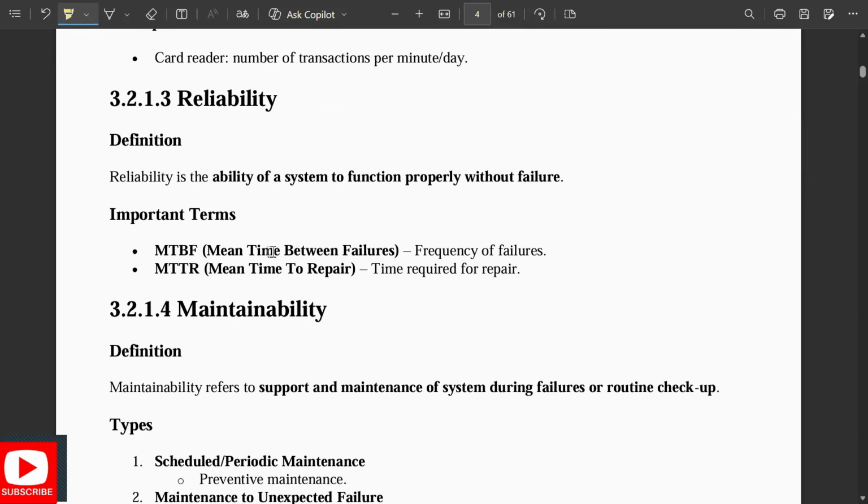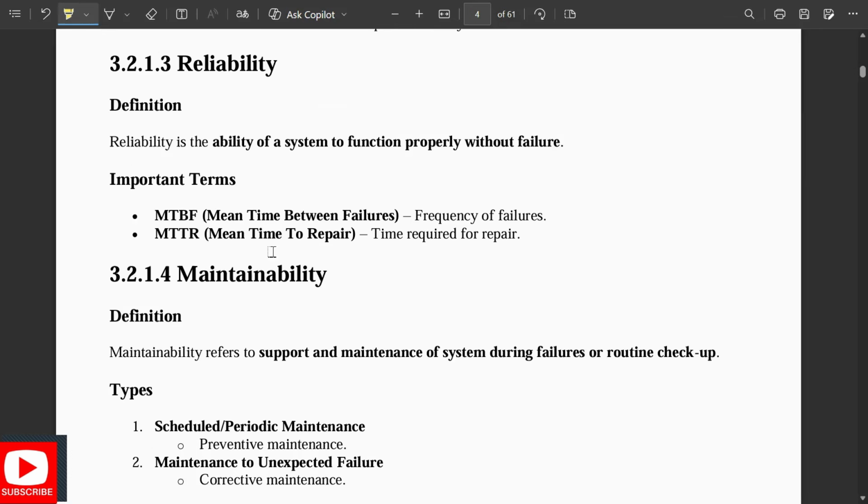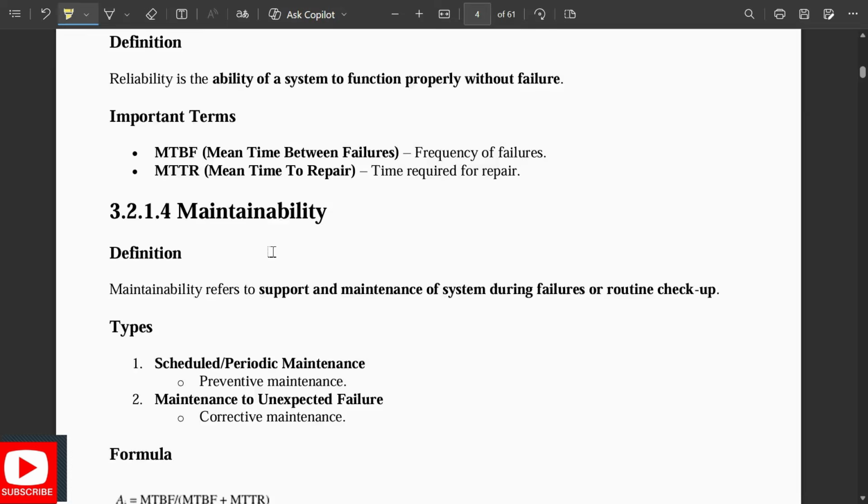Third one is reliability. It is the ability of a system to function properly without failure. MTBF means mean time between failures, the frequency of the failures. MTTR means mean time to repair, that is the time required for repair.